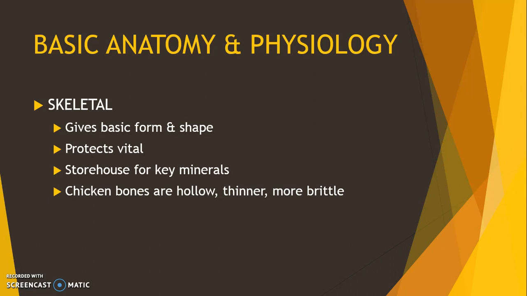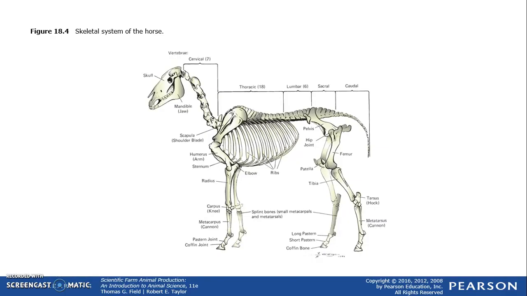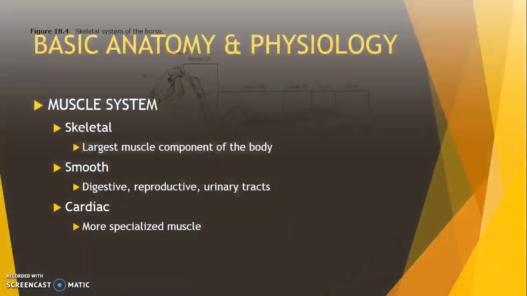Chicken bones obviously are much more hollow, thinner, and more brittle, and don't store quite as much material as what a non-poultry animal might. It's just a skeletal system of the horse breakdown, and you'll see a lot of similarities. If we put all the other ones up here, I think I just threw this one in here just to have you something to look at.